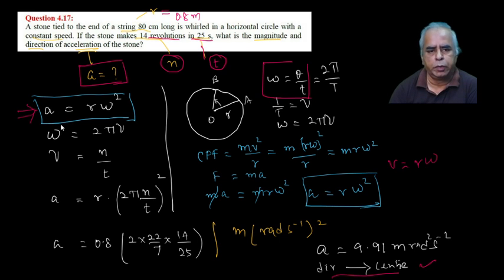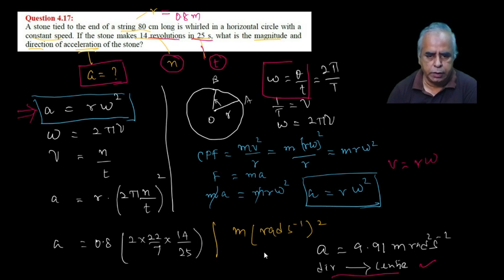As I already mentioned, omega is equal to 2 pi nu, and nu is nothing but the number of revolutions taking place in a given time t, n by t. So we can substitute a is equal to r into 2 pi n by t, the whole square. So a is equal to r, we can substitute 0.8, pi 22 by 7, into n. How many revolutions? 14 revolutions. So you can put 14 divided by t, given time is 25 seconds. So you can put 25 seconds. So that we are able to get the value 9.91.